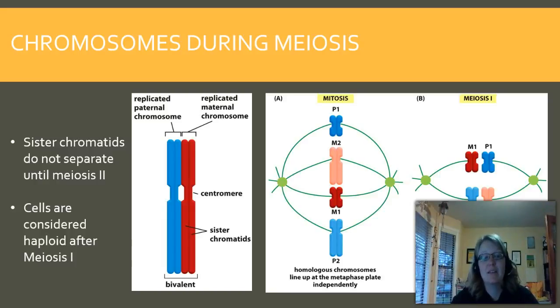And this is why it's considered haploid, because even though they technically still have the same number of chromosomes at the end of meiosis 1 as mitosis, they're duplicated copies of the same chromosome. So they aren't the same thing as a diploid cell.